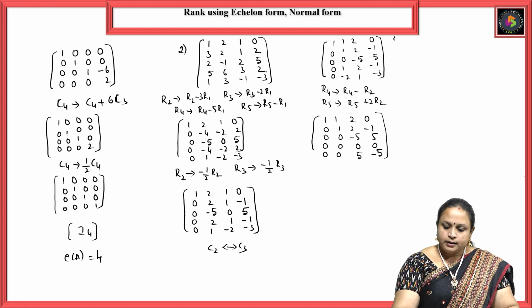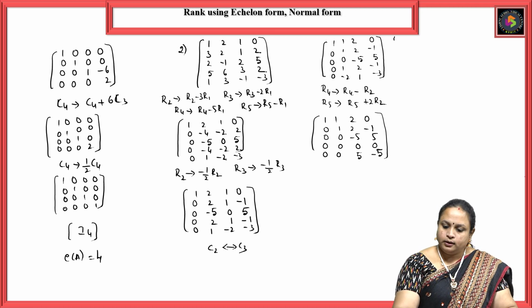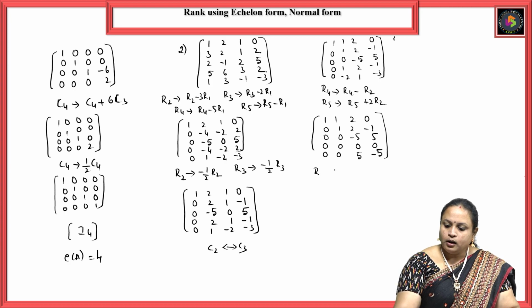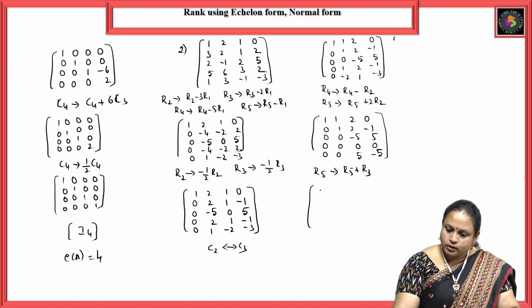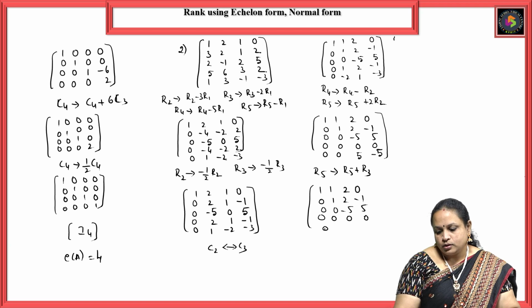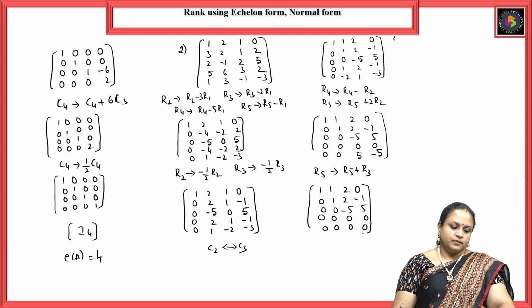Now let us take the last row and add it to the third row, so that the last 2 rows will become 0. So R5 implies R5 plus R3. So it will become 1, 1, 2, 0, 0, 1, 2, minus 1, 0, 0, minus 5, 5, and then all zeros. So the last 2 rows have become zeros.